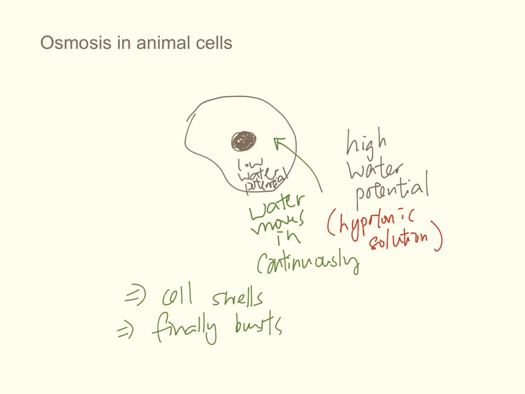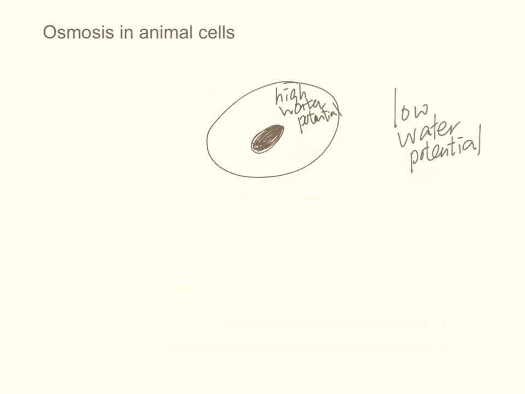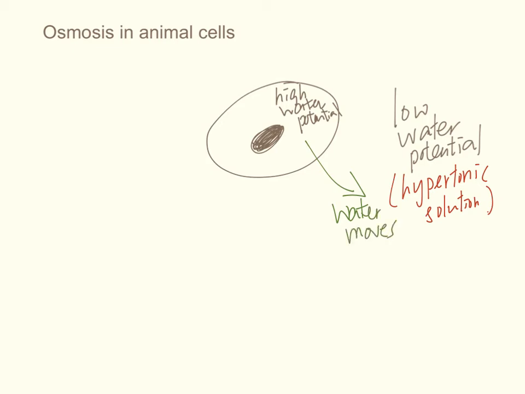it is going to burst. Now this time, let's imagine the animal cell in a solution with a lower water potential, or a hypertonic solution. In the hypertonic solution, the animal cell is going to keep losing water to the solution because water moves from a higher water potential area to a lower water potential area. The cell will then shrink because it's losing its water, it's losing its volume, and eventually it would get wrinkled.